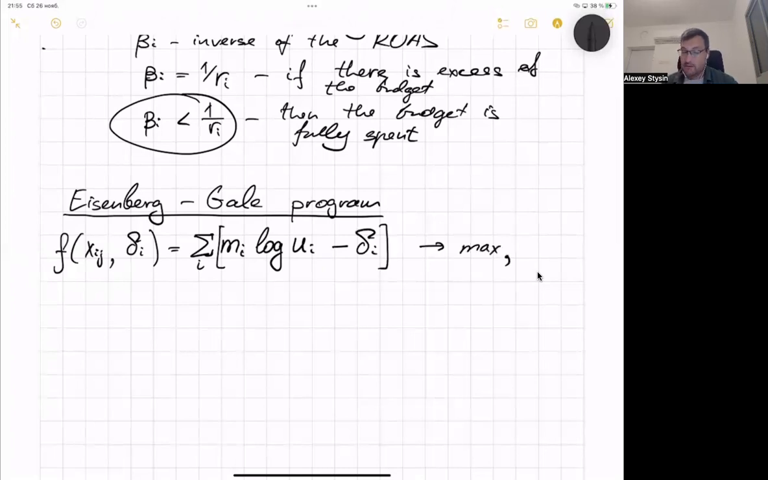But there are constraints, and the constraints are the following. The Ui is less than or equal to the sum of Xij's Vij, sum over items, plus Ri delta i.